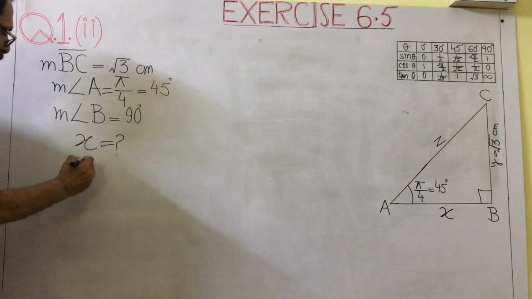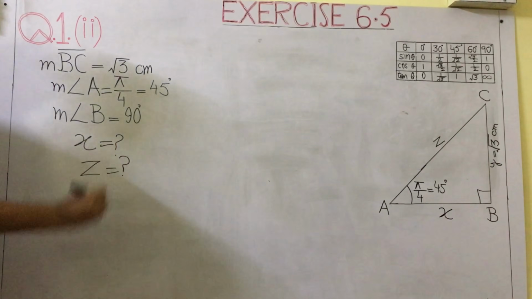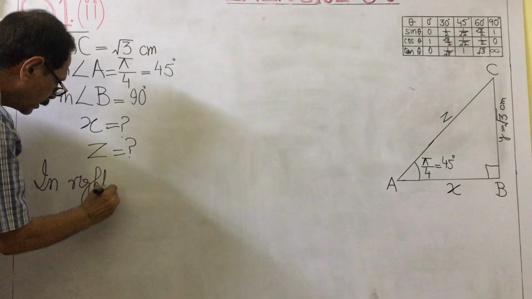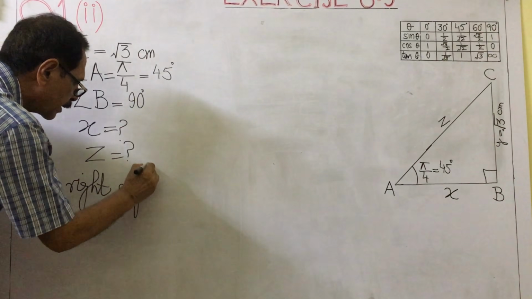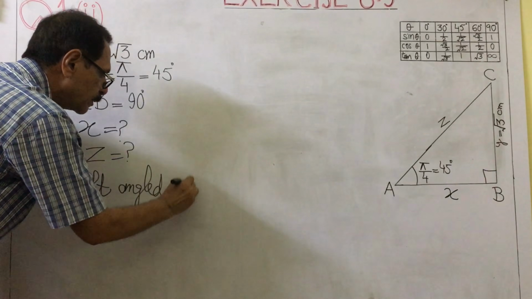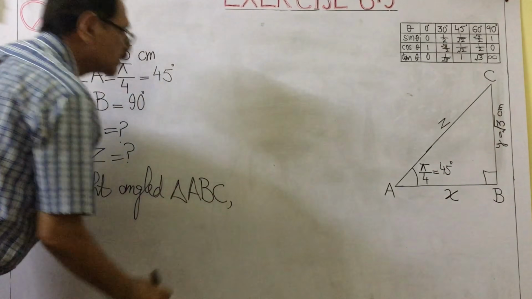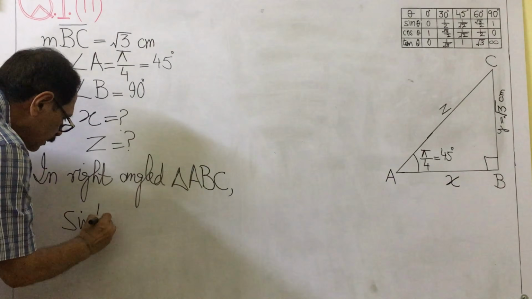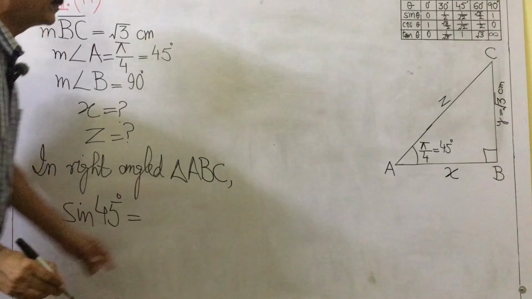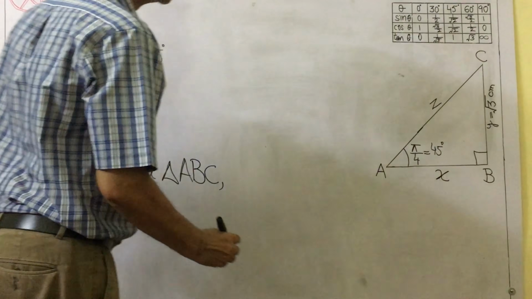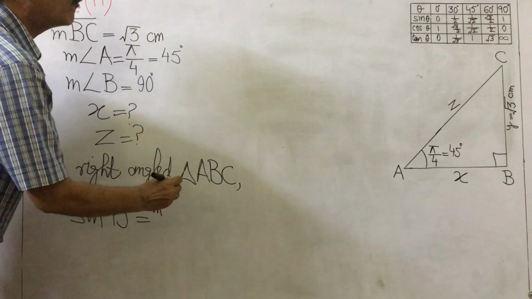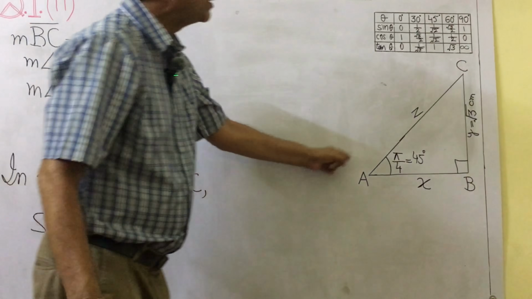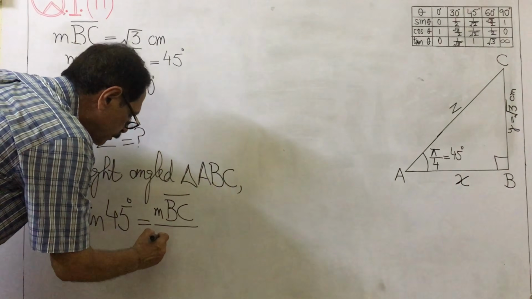Now students, in right angled triangle ABC, sine of 45 degrees is equal to perpendicular over hypotenuse. Measurement of BC, which is perpendicular, over AC, which is hypotenuse.